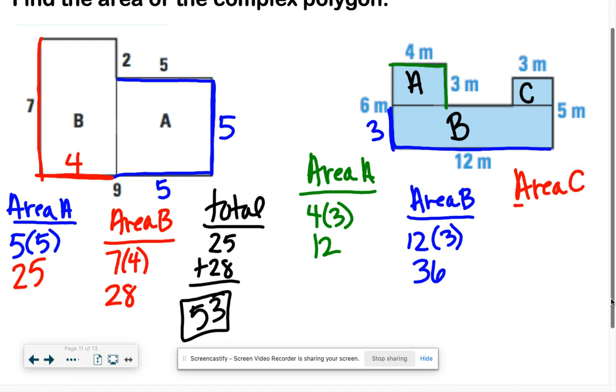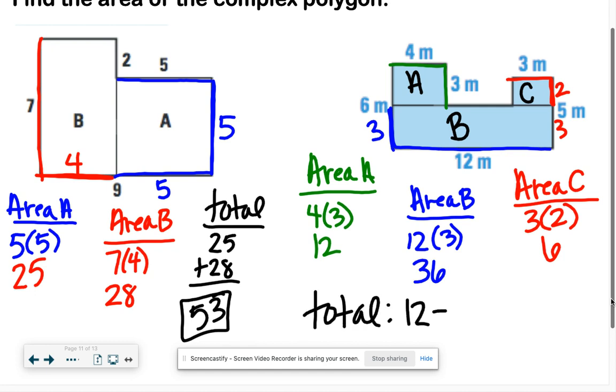Area of C. Okay, our base is 3. We've got to figure out though our height. 2. Yep, because this is 3 from over there. What's left of 5 if we take 3 away? 2. You guys are good. 3 times 2 is 6. Let's add them up. 54. I agree.